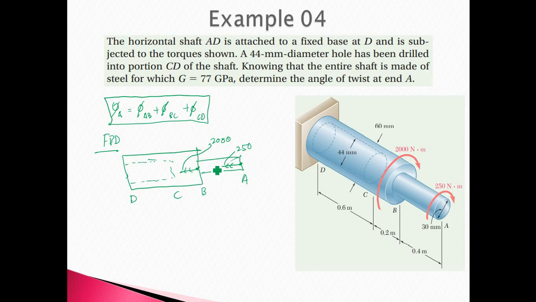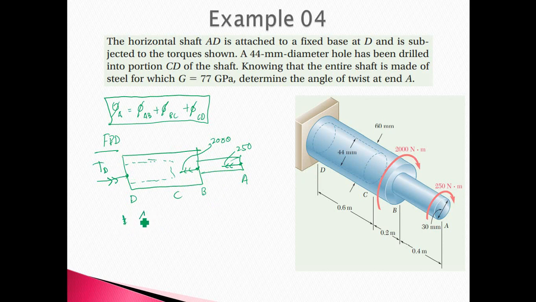So applying the right hand rule, I know that the direction will be to the left. And here at point D, we will have the reaction torque TD. From the free body diagram, we can determine what TD is.